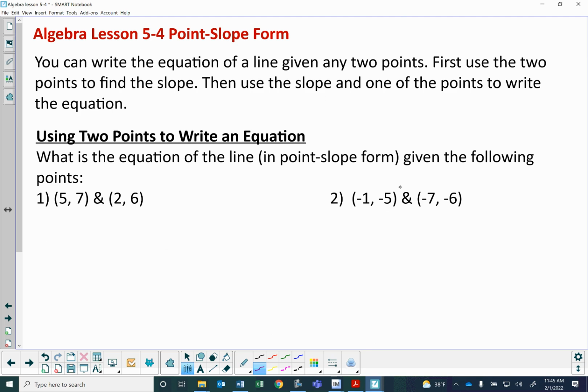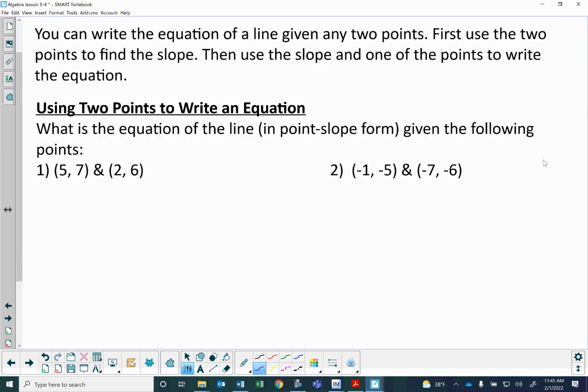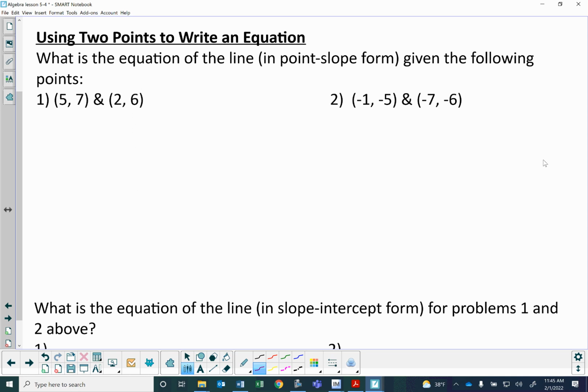Now, you can write the equation of a line given any 2 points. If I give you 2 points instead of a point and a slope, you will have to determine the slope first. So you'll use the 2 points to find your slope. Then you can use the slope and either one of the 2 points to write the equation. It doesn't matter which point you use. However, you will get different equations if you use different points. So what is the equation of the line in point slope form given the points (5, 7) and (2, 6)?